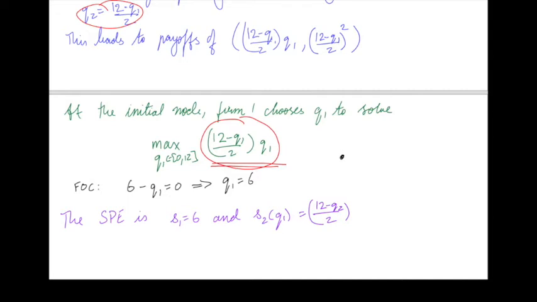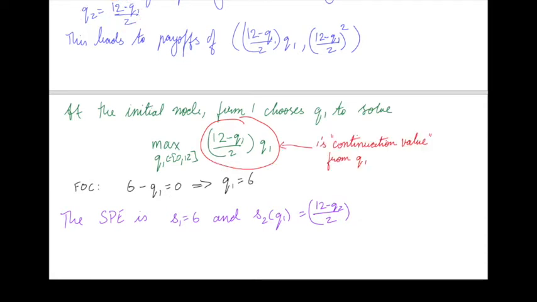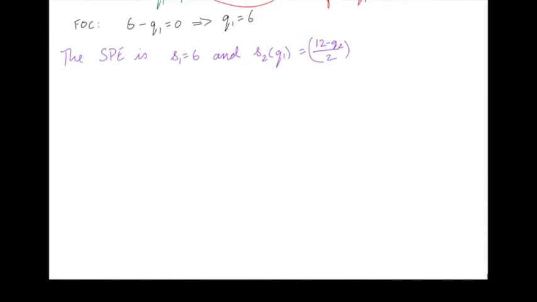In other words, starting at the initial node, we look at each of these, and as a function of the choice of Q1, we were able to write down that firm 1's payoff would be (12 minus Q1) over 2 times Q1. And that's true for every possible choice that firm 1 could make. This here is what we call a continuation value from the choice Q1. So firm 1 plays this action at this node, so as the game continues, that's the payoff that the firm will get. That's called a continuation value. This concept of a continuation value is quite useful when we're trying to solve these types of dynamic games.